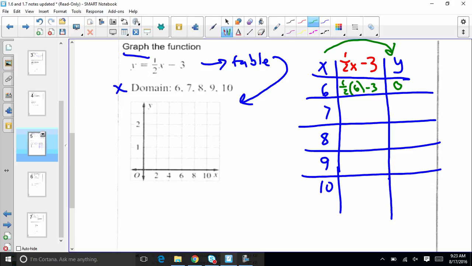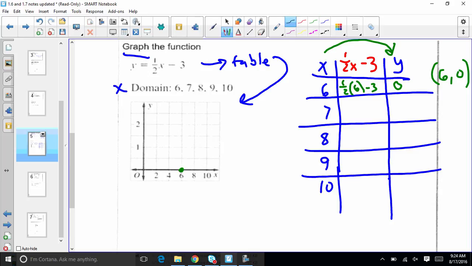The important part is for us to take our X and Y. These are now connected, 6 and 0. They make an ordered pair. I can now take my ordered pair to the graph, and I remember I go over 6 and up 0. So here's my first point right there.